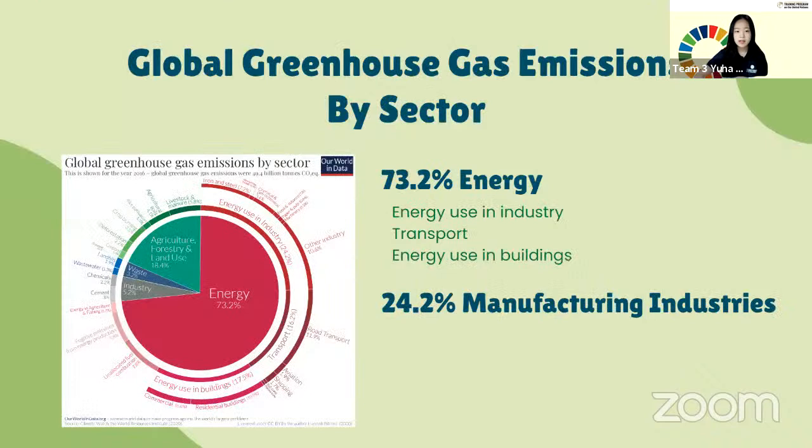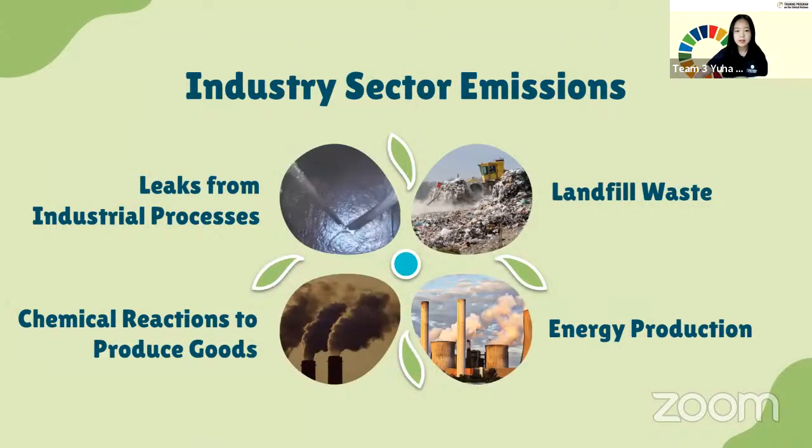As of 2020, global greenhouse gas emissions are mostly from energy, which accounts for 73.2%, and a great part of it consists of manufacturing industries. Among the industry sector emissions, some of the main causes are leaks from industrial processes or equipment, composting of waste in landfills, emissions through chemical reactions while producing goods, and lastly, energy production and overconsumption.